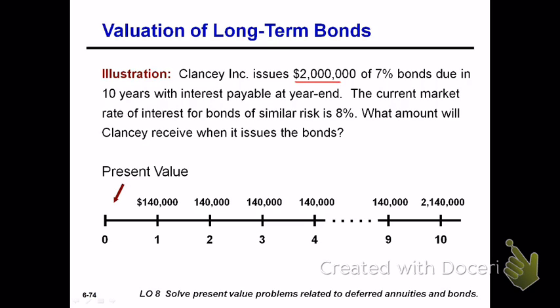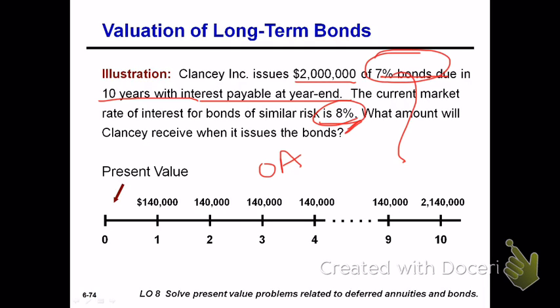They issued $2 million of 7% bonds due in 10 years. Interest payable at year end, so that's an ordinary annuity. The current market rate of interest of the bonds is 8%. What amount will they receive when it issues the bonds? So the market rate is 8%. The stated rate is 7%.